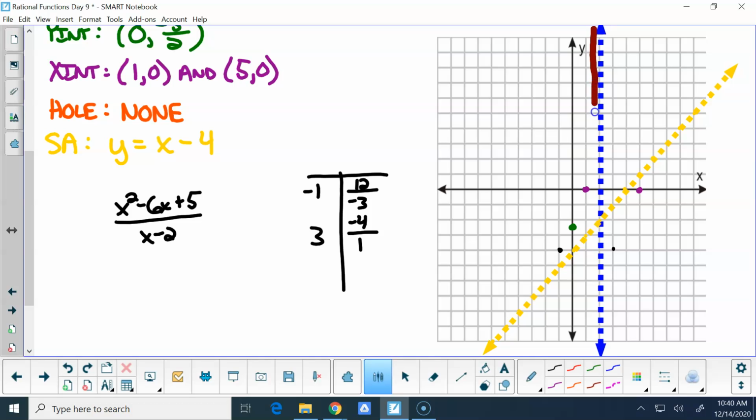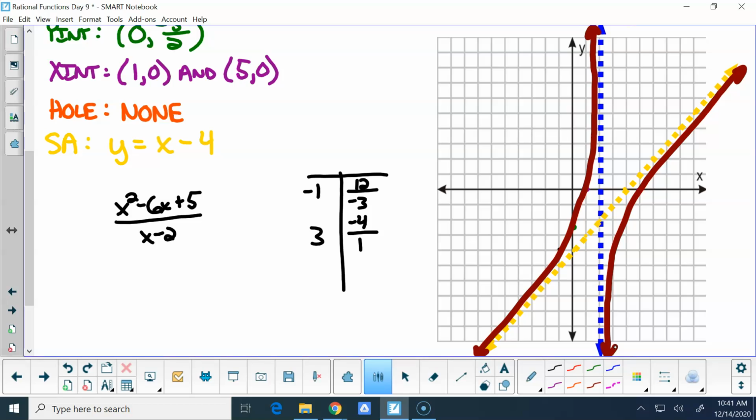Comes in along here, comes out, shoots down, ends along the asymptote, comes up, and ends along the asymptote. We're always going to end along an asymptote, so with a slant asymptote, we're definitely going to end along it too. Questions on that?